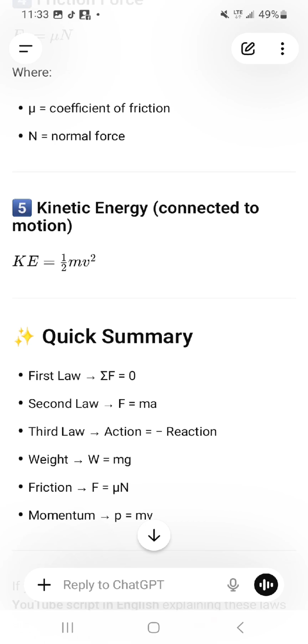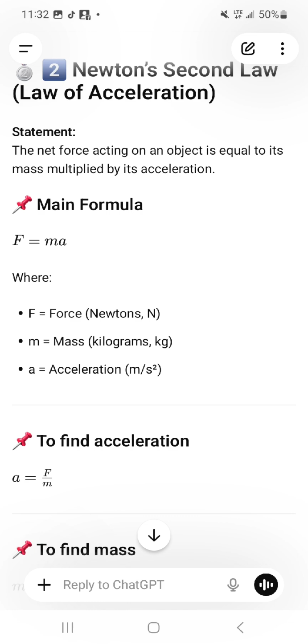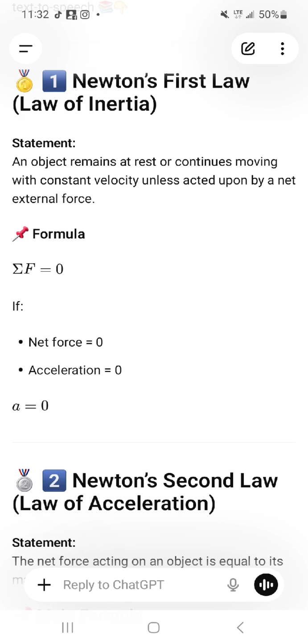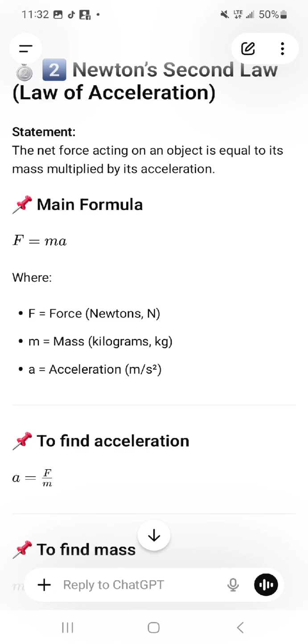Action and reaction. Newton's third law states, for every action, there is an equal and opposite reaction. Formula. F action equals negative F reaction. For example, when you jump from a boat to the shore, the boat moves backward. Your action on the boat causes the boat to react in the opposite direction.